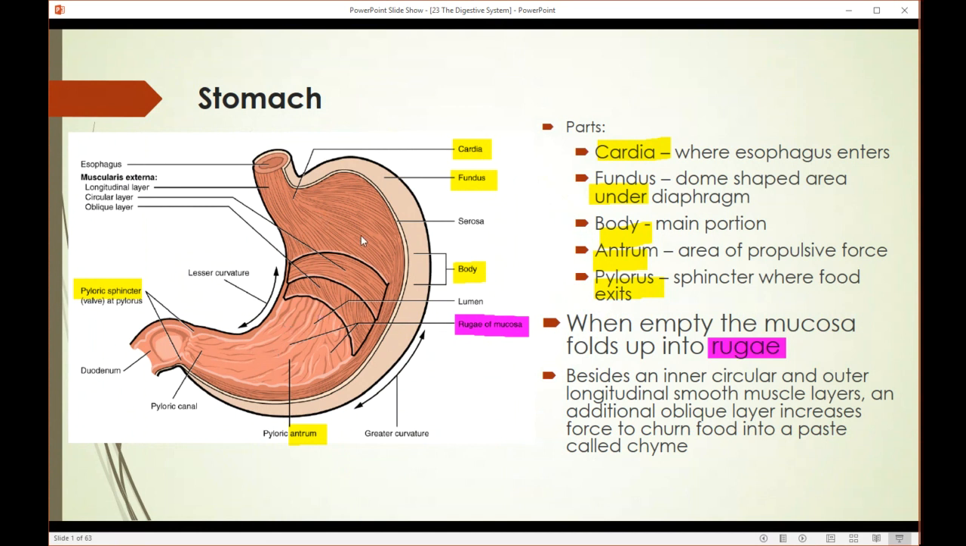When our stomach is empty, the mucosa is going to fold up into a pattern which we call rugae. Okay. And so what's cool about our stomach is that because we have these 3 muscular layers, it's going to churn the food. Okay, so it contracts in 3 different planes. And as it does that, it's going to force to turn the food into a paste. And that paste, remember, we call it chyme.